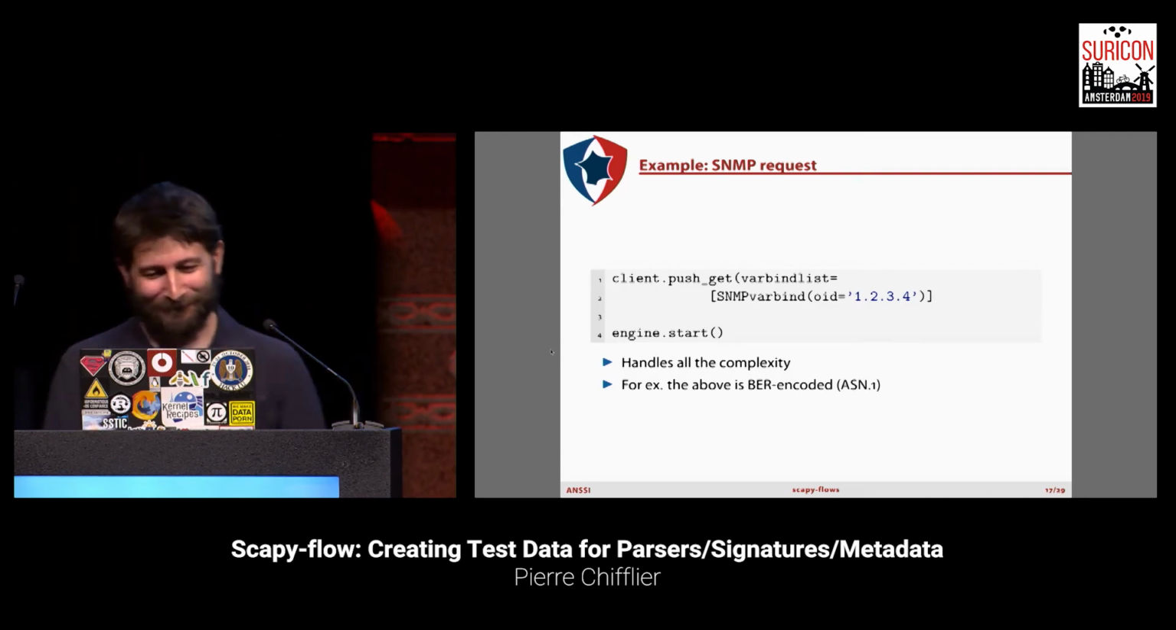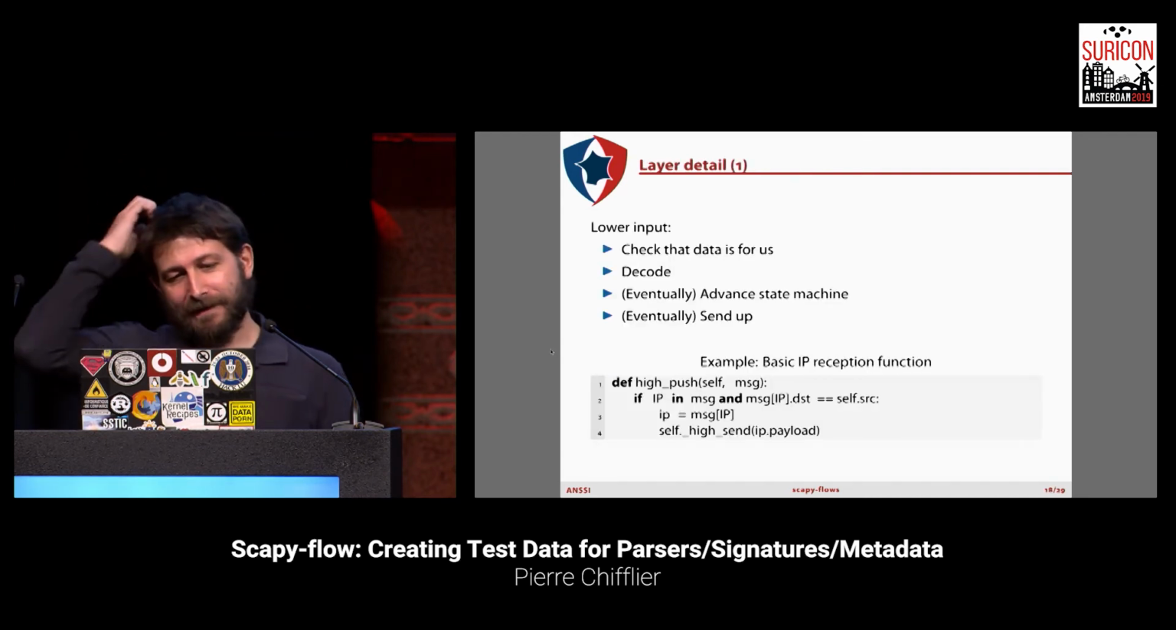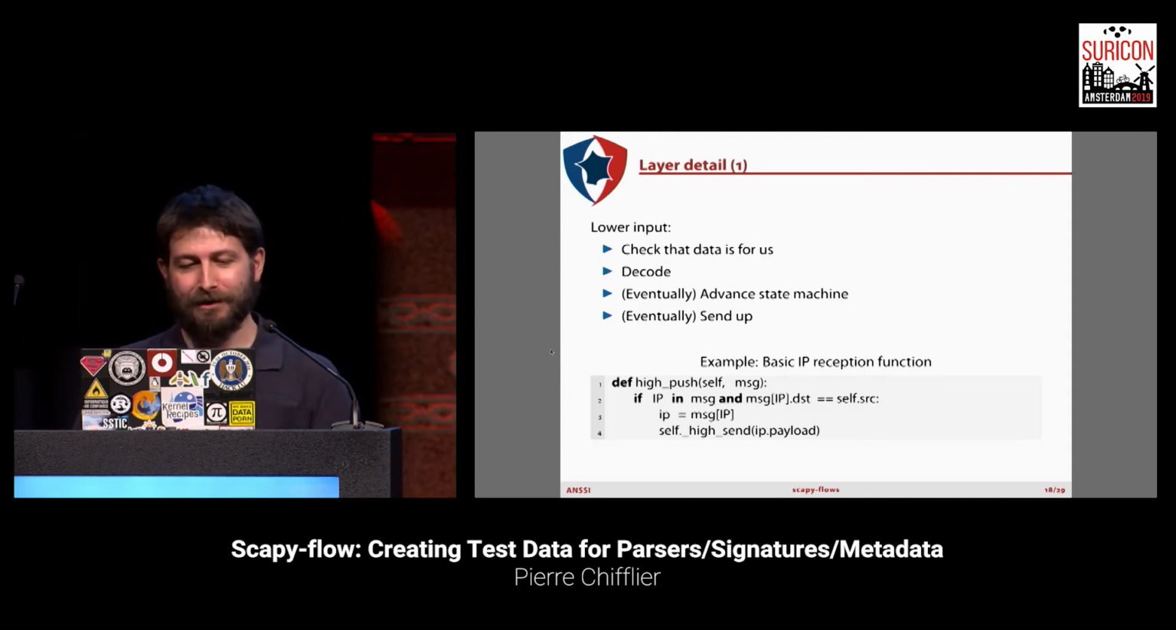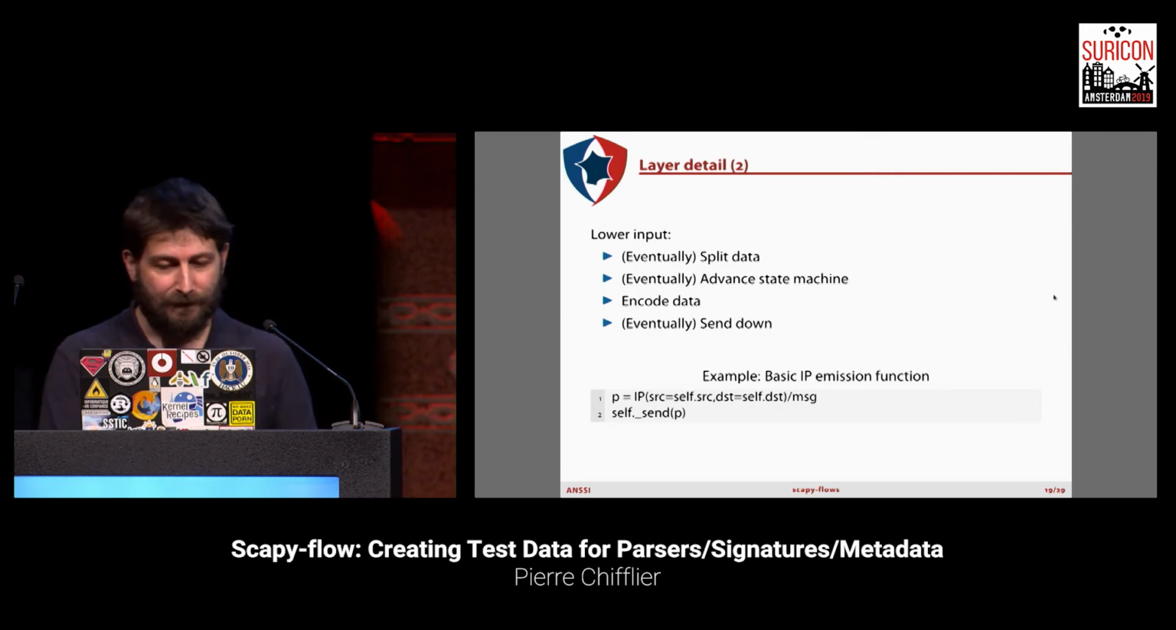So, well, how does it work in the engine? Well, just a few slides because I won't go into details. Not sure you want that just before lunch. Each layer has just to, for example, check that data is intended to be sent to it, decode it, eventually do some stuff, and send it to the upper layer. That is reception side. So if you receive an IP message, you just check it is IP and send it to the upper layer. You might want to do something more complicated. It's a very, very stupid example.